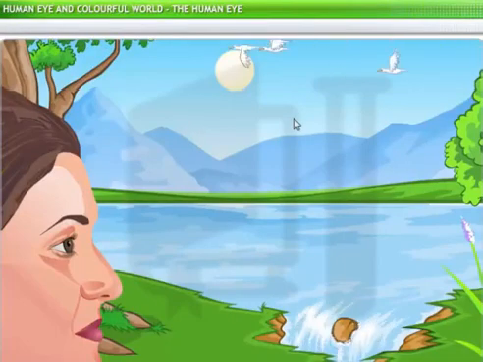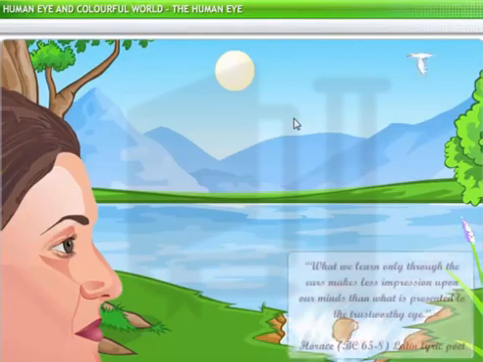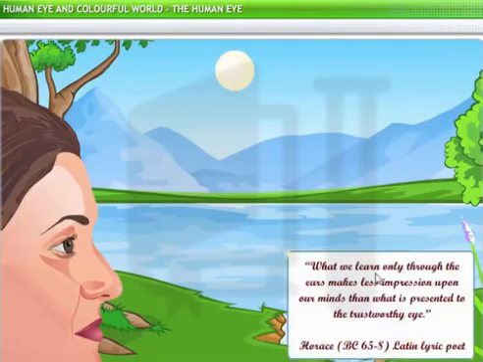Gives us access to a world of colors and brightness. According to a Latin lyric poet, Horace, what we learn only through the years makes less impression upon our minds than what is presented to the trustworthy eye. That is probably why the eye is also called the jewel of the body.